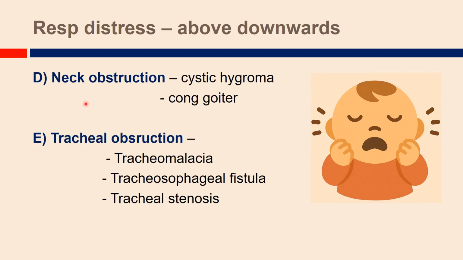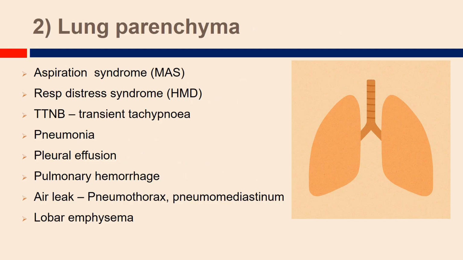Then in the neck, obstruction due to cystic hygroma and congenital goiter. And tracheal obstruction can be due to tracheomalacia, tracheoesophageal fistula, tracheal stenosis. So all these topics I'll discuss in detail in different lecture classes. And now come to the lung causes.